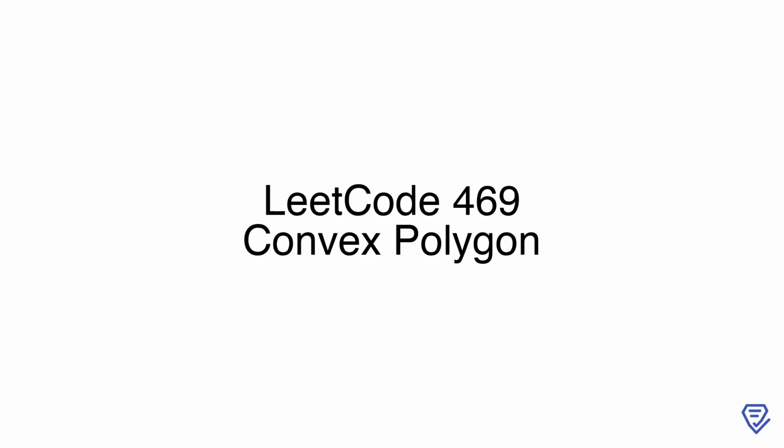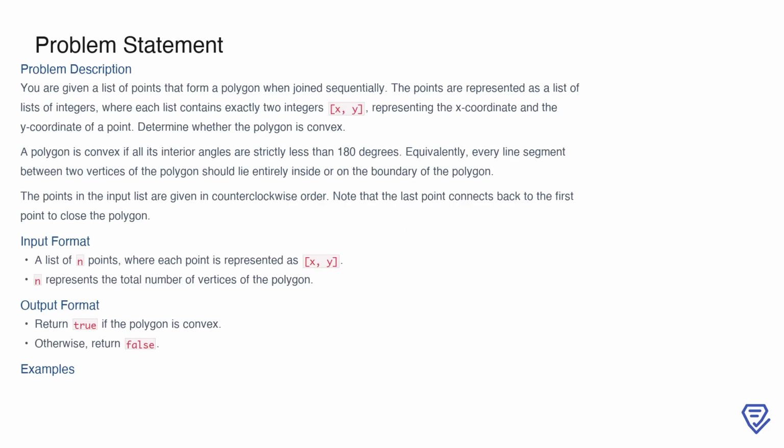Let's dive in. In this problem, you are given a list of points that describe the vertices of a polygon, and your task is to determine whether the polygon is convex. The points are provided as a list of lists, where each inner list contains two integers representing the x and y coordinates of a point.